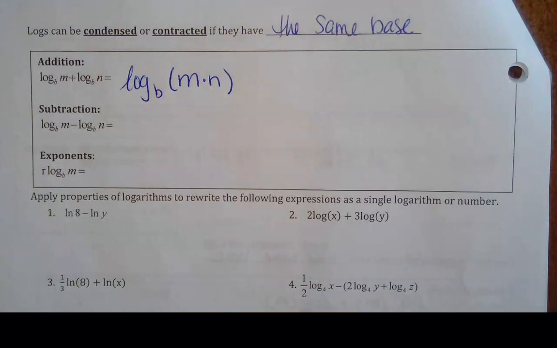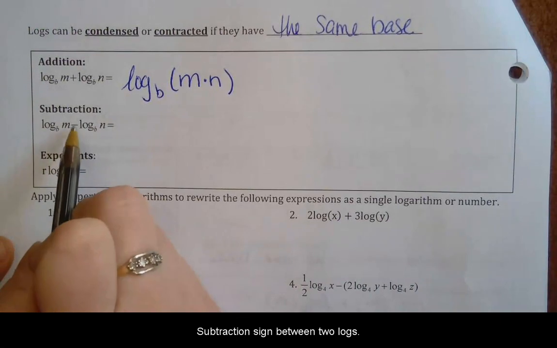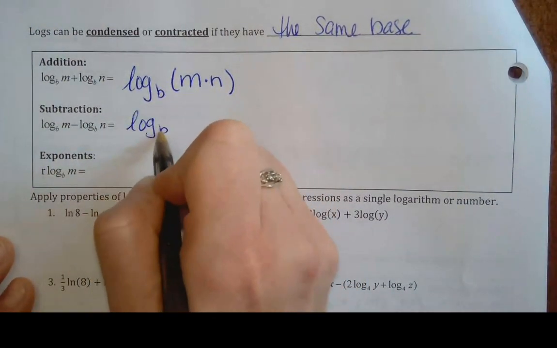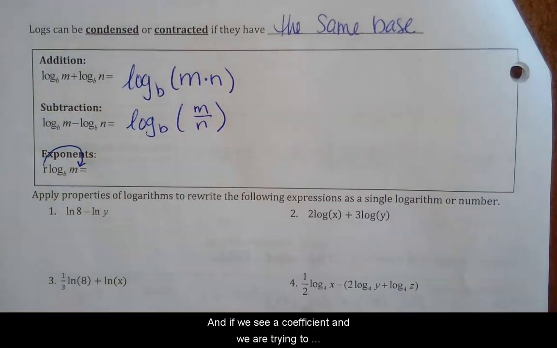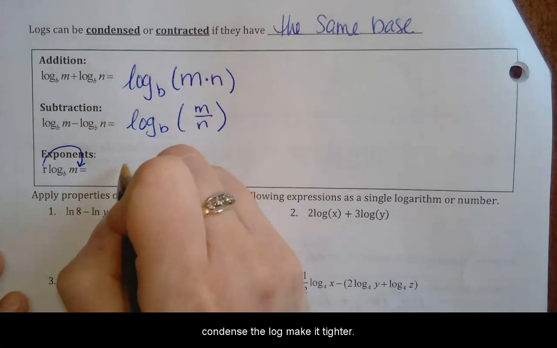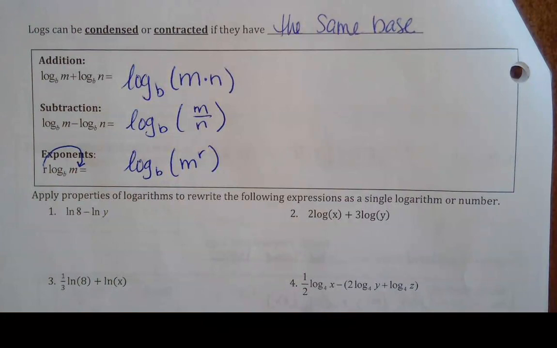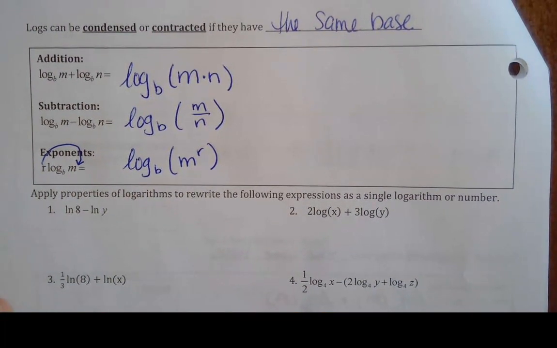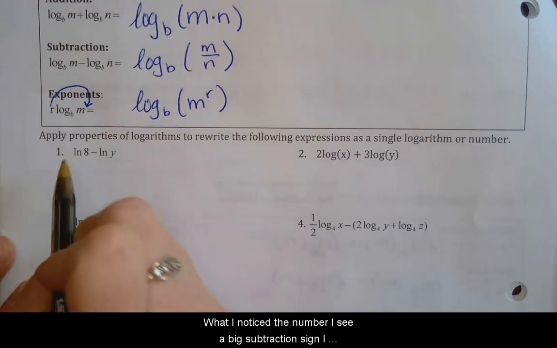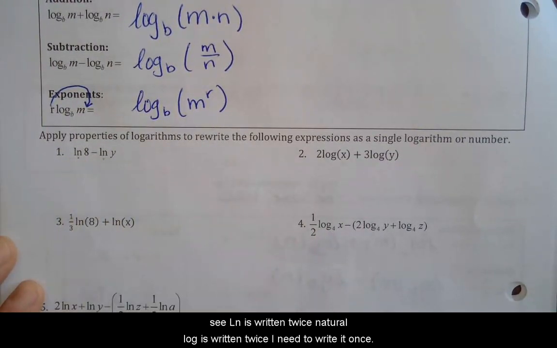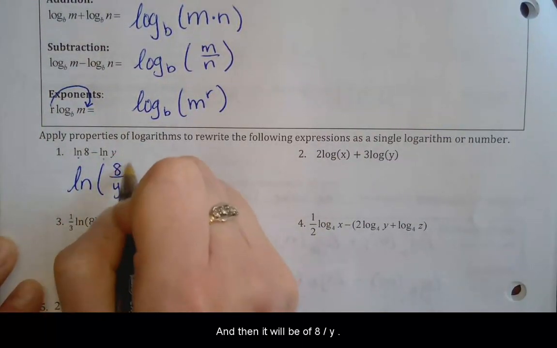If we see a plus sign between 2 logs, we're going to put them together and use multiplication. If we see a subtraction sign between 2 logs, we're going to do division. And if we see a coefficient and we are trying to condense the log, make it tighter, log base b, that would be of m to the r power. Okay, so it's literally the same rules, just in the reverse order. So what I notice in number 1, I see a big subtraction sign, ln is written twice, natural log is written twice, I need to write it once, and then it will be of 8 divided by y.